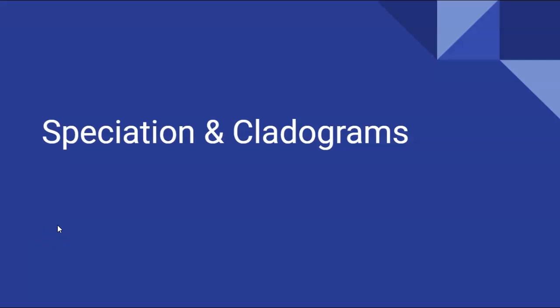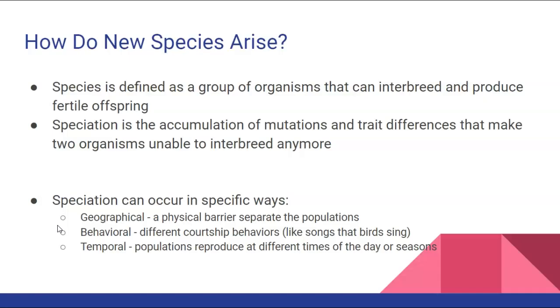Hello and welcome back. Today we are going to finish off topic 7, talking about speciation and cladograms. Speciation is the creation of new species, and cladograms is how we look at those species. So let's dive right in.